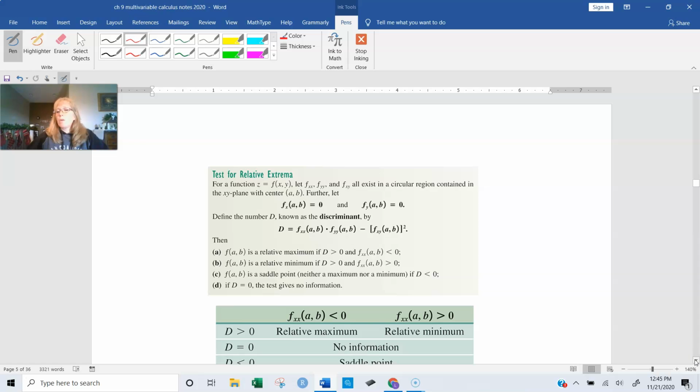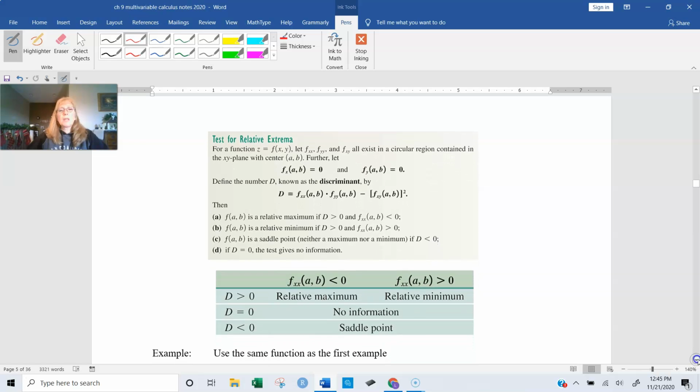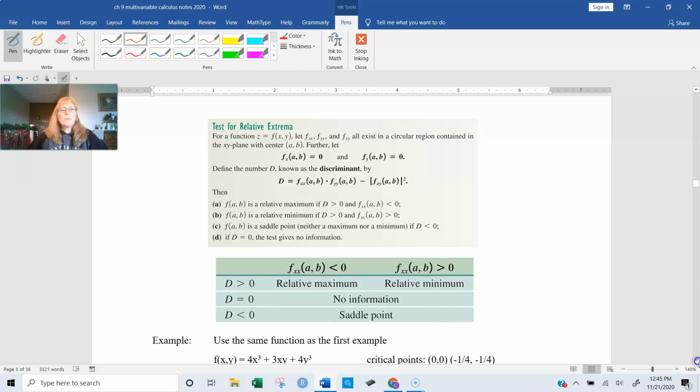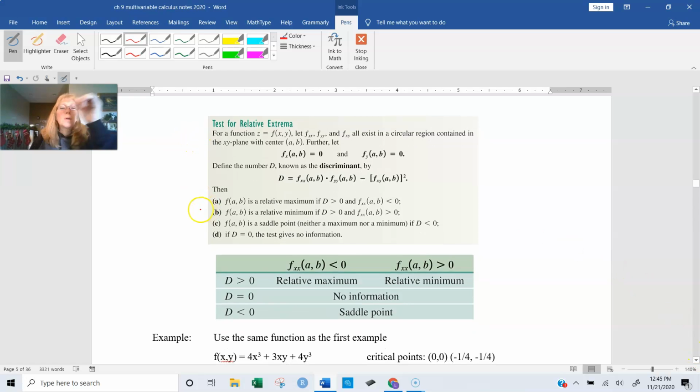All right, now I want to know if it's a max, a min, or a saddle point. So what we do is, these are the words. If you have to calculate what we call a discriminant. All right, so this point right here is very, very important. So we take the double derivative with respect to x times the double derivative with respect to y minus the xy derivative squared. All right, that gives us the discriminant.